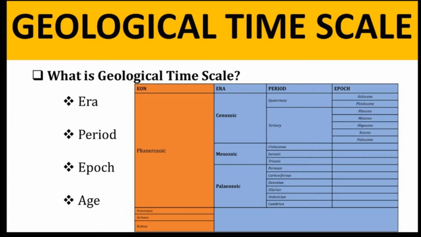It is useful for geologists, paleontologists, zoologists, botanists, geochronologists, and geophysicists. Other than earth scientists also, this geological time scale is very important. It describes the timing and relationship of events that have occurred during Earth history. Now we will see there are four different terms used in the geological time scale.